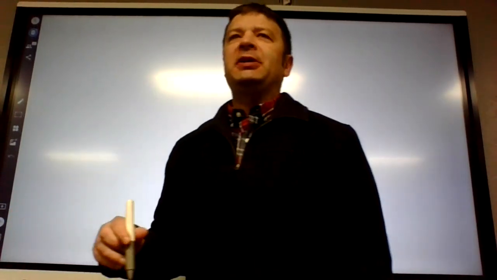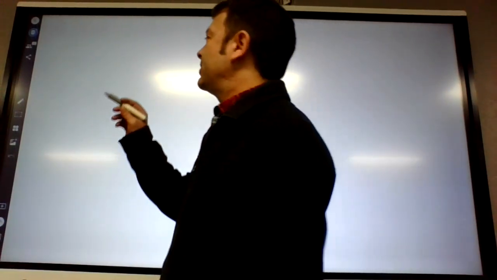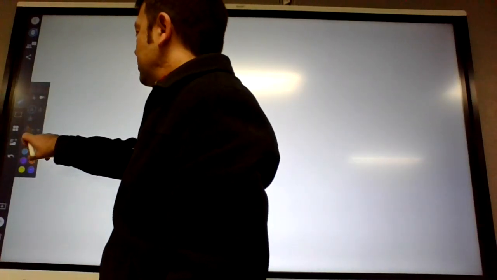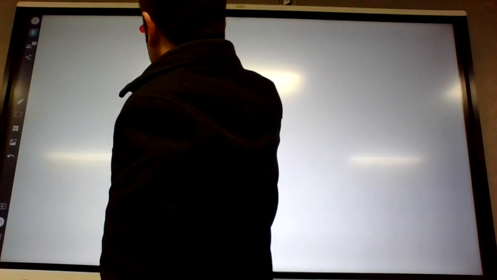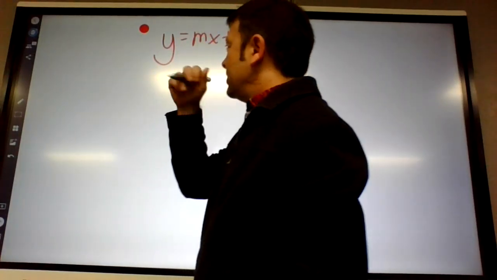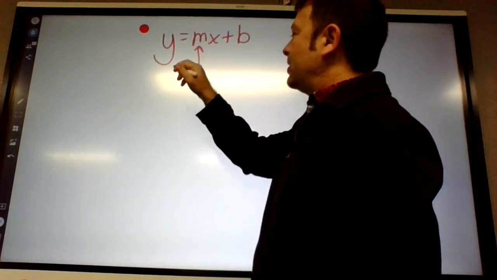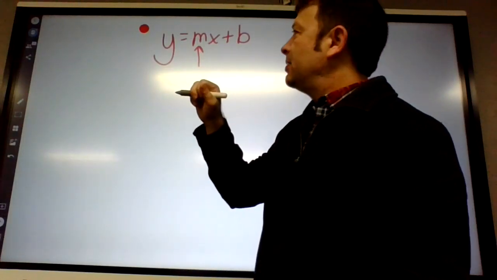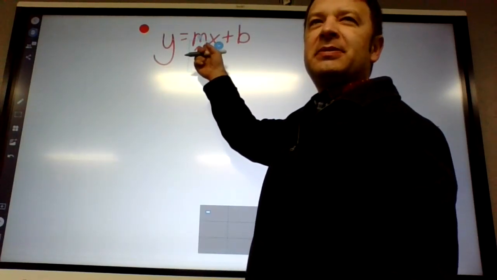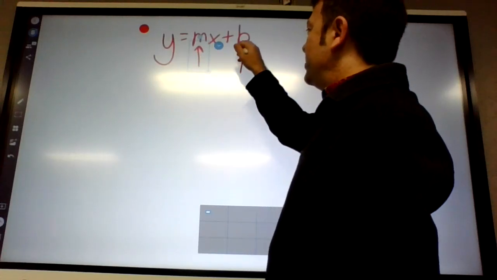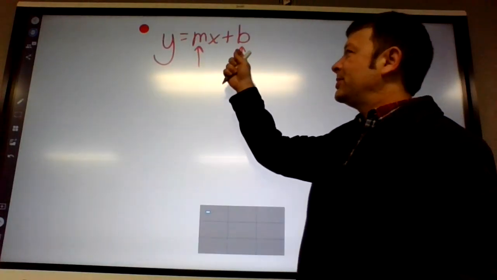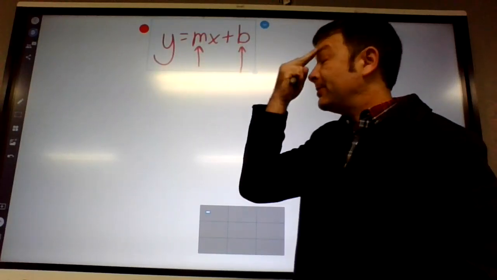Okay, what does a line written in slope-intercept form look like? Y equals mx plus b. The number in front of the x is the what? Slope. And the b value is the what? Y-intercept. So it's called slope-intercept. That's the slope, that's the y-intercept.